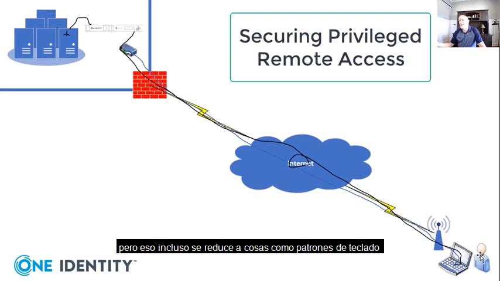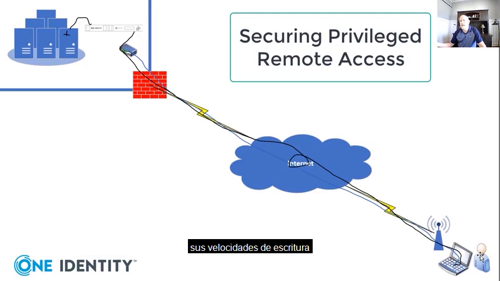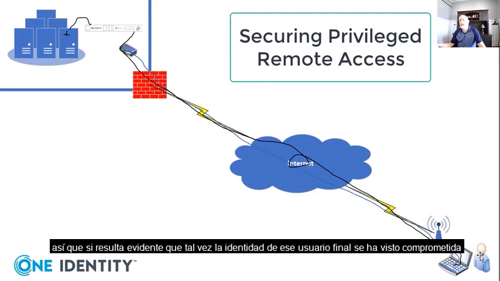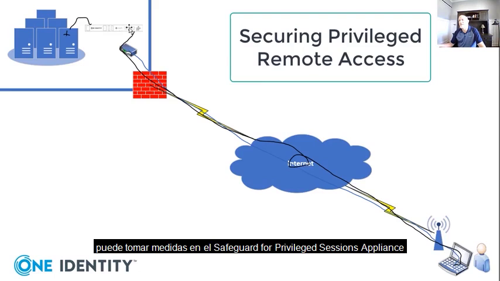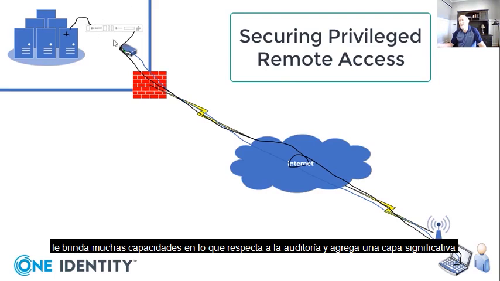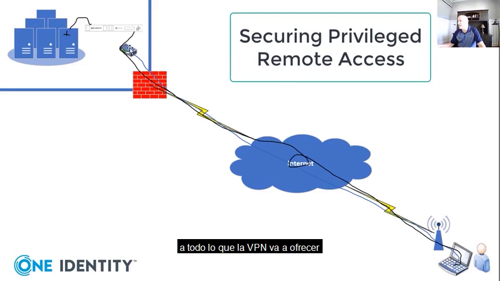That even comes down to things like keyboard patterns, typing speeds, and mouse movements. So if it becomes evident that the identity of that end user has been compromised, you can take action at the Safeguard for Privileged Sessions appliance and, again, terminate or freeze the session. It gives you a lot of capabilities as far as auditing goes, and it adds a significant layer to anything that the VPN was going to offer.